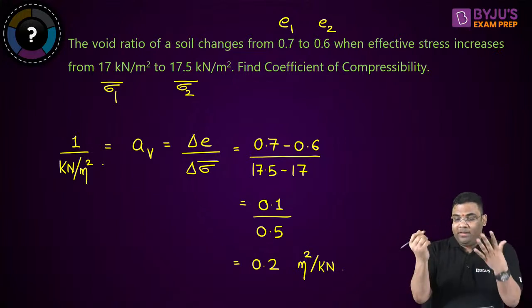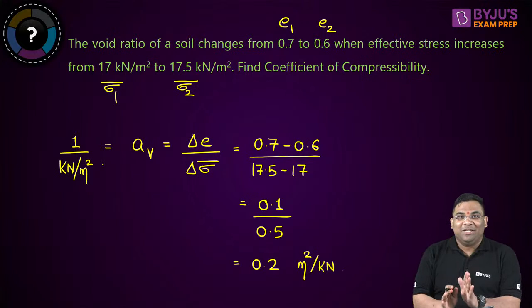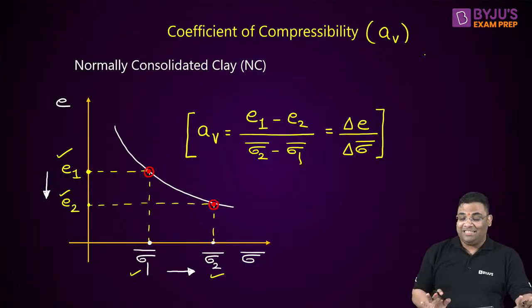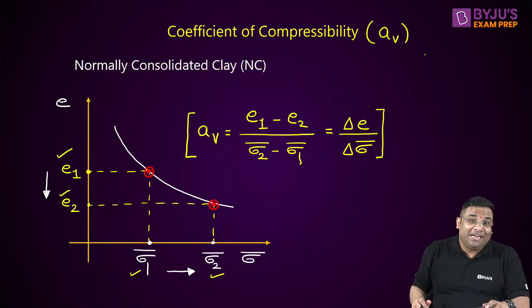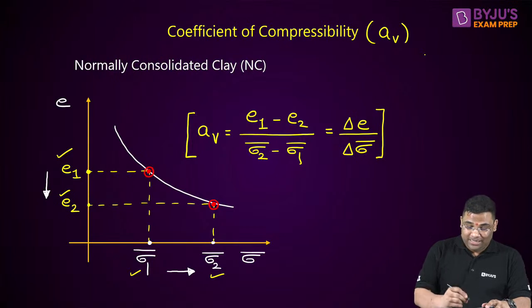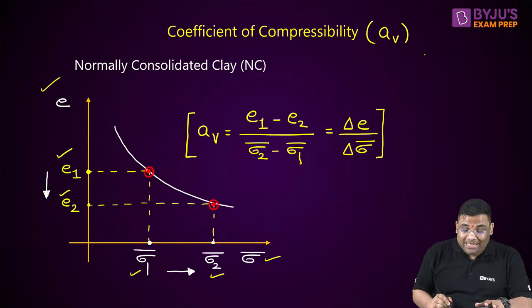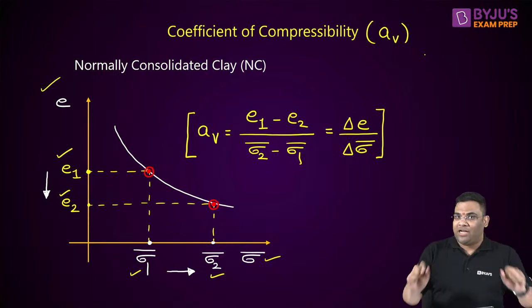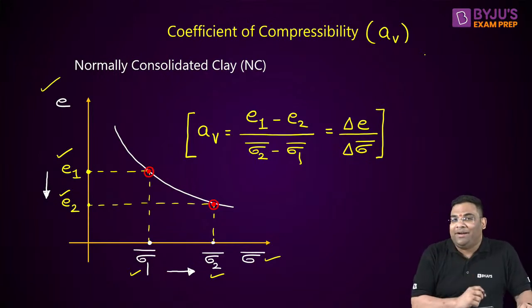So you see, so many types of questions can be asked from just these 2 slides. If you see these 2 slides, they can ask you so many questions, right? The first question they can ask is, if you plot void ratio versus effective stress for an NC clay, then what type of plot will you get? They will give you 4 graphs and ask which graph is correct. So you should be able to identify it.